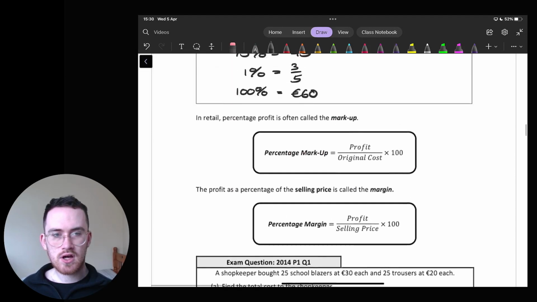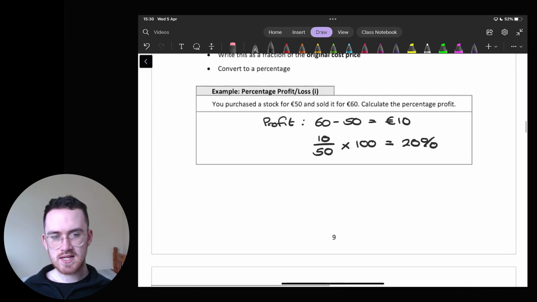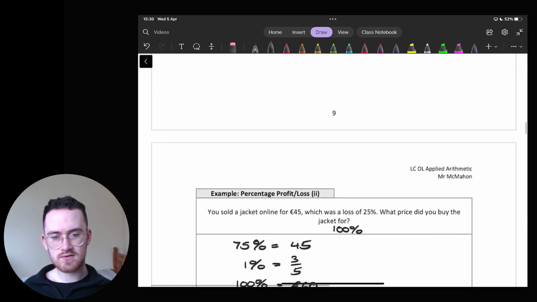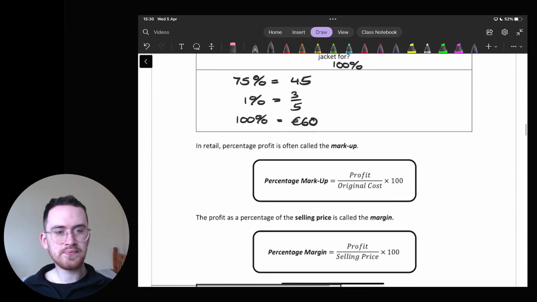Profit over original cost. The ideas are the same, and what you see with a lot of these questions is the same techniques we're using the whole time, writing them as a fraction. This idea here of finding the value of 1, then finding 100. We've done that in a lot of the questions already.